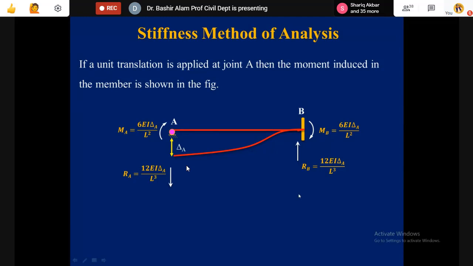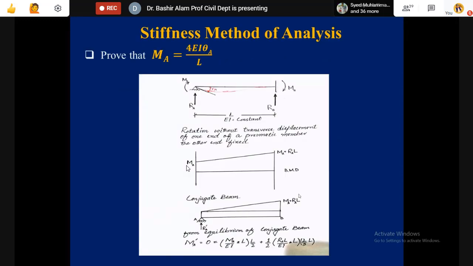This is going to be your task, to prove how these actions are generated because of the translations. Now let's prove this, how this MA, we start from this now, MA is equal to 4EIθA divided by L. How is this action generated when θA is given at the near end.